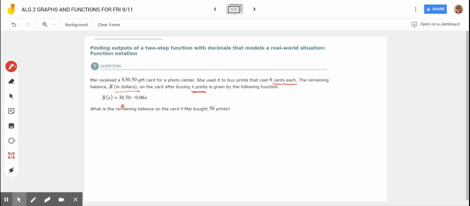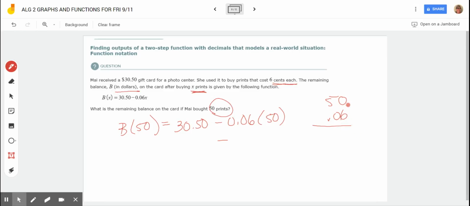You didn't even have to come up with a function, people. She started with 30.50, and she's going to subtract every print that she bought for 6 cents, right? Here it is. What is the remaining balance on the card if Mai bought 50 prints? Basically, you're just asking what is B of 50? It means plug in a 50. That's all. 30.50 minus 0.06 times 50.